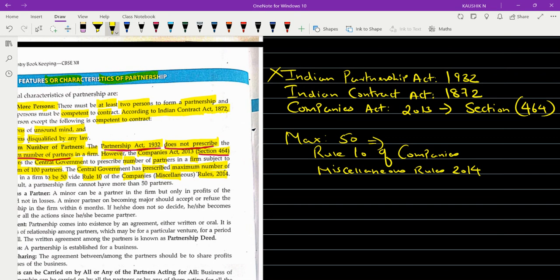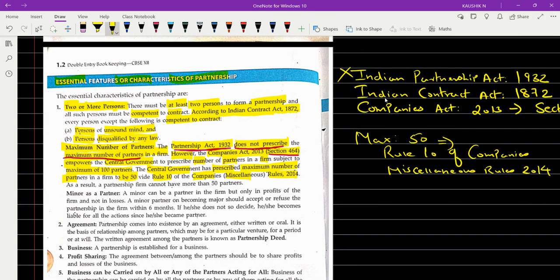So for this, you come across these 3 to 4 important acts, sections and years. Indian Contract Act of 1872, Indian Partnership Act of 1932, Companies Act of 2013 Section 464, and then the maximum is restricted to 50 as per the recommendations of the central government through Rule 10 of the Companies Miscellaneous Rules of 2014. Any doubt as of now?